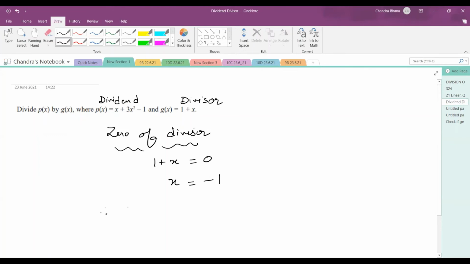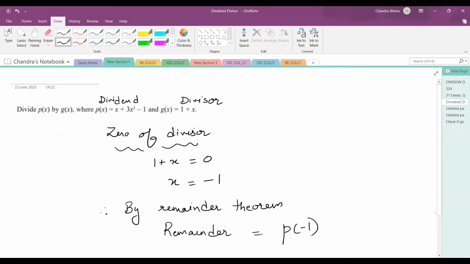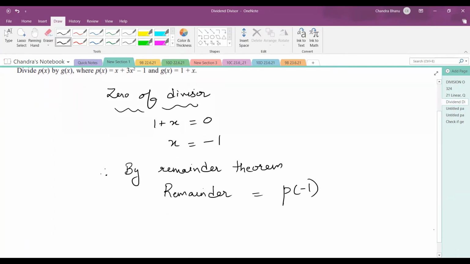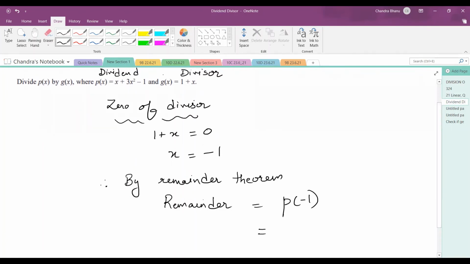So by the remainder theorem, the remainder is equal to p(a). That means p(minus 1) here. Just take out the zero of the divisor and put it in the polynomial. So what is my polynomial actually? My polynomial is, see, I'm marking it with the yellow color here. This is my polynomial actually, p(x).